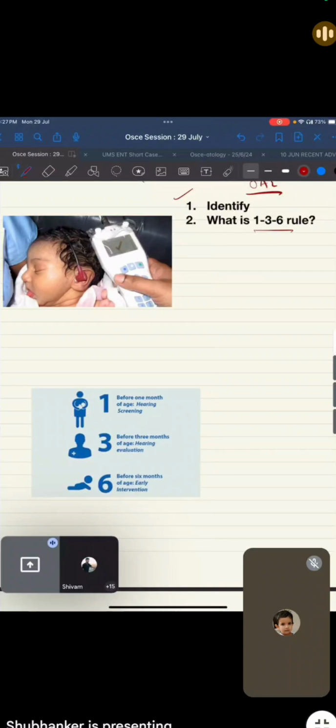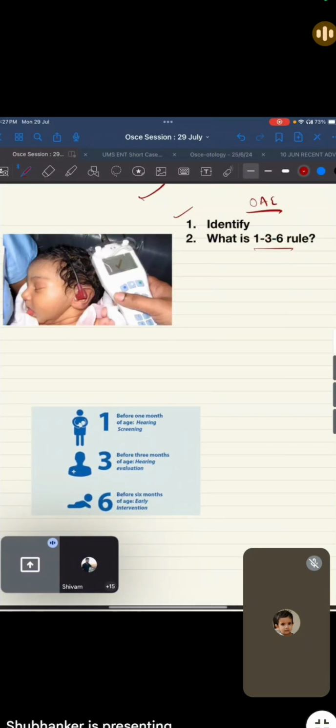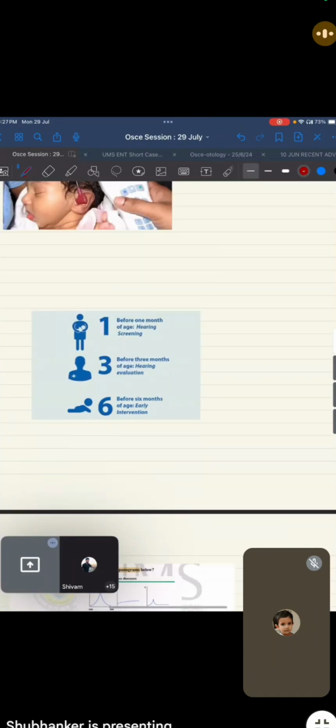I'll request that if they ask a general kind of question, like what is the interpretation, you can write whatever you follow in your institution. If you get refer in OAE, you repeat it after 2 weeks after cleaning of the ear, something like that. You can remember the same protocol, or the chart given in the reference. I'll share this PDF of OAE, that is basically the universal hearing screening of the newborn. Remember this image.